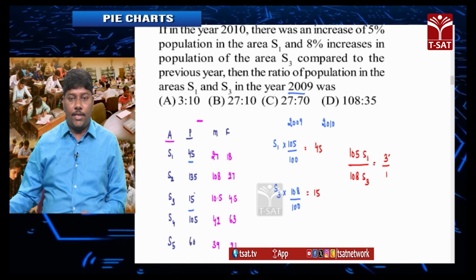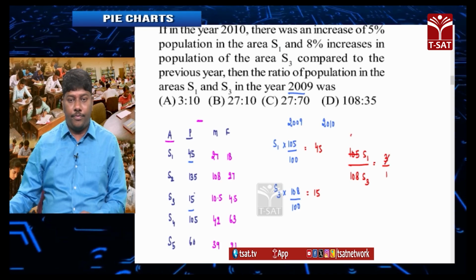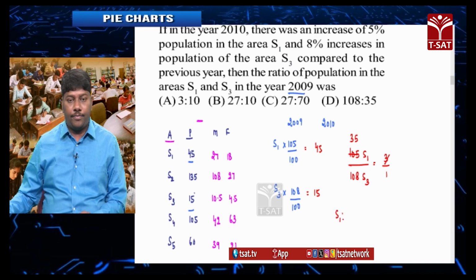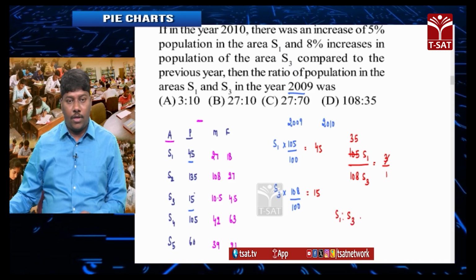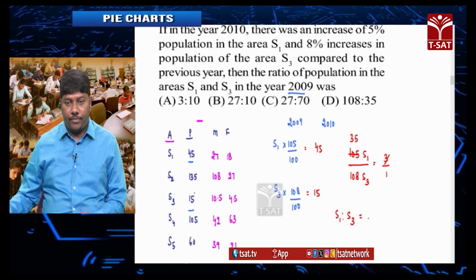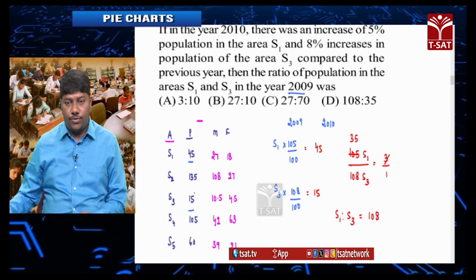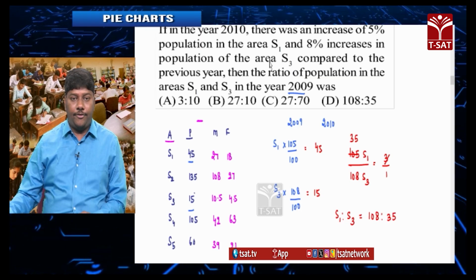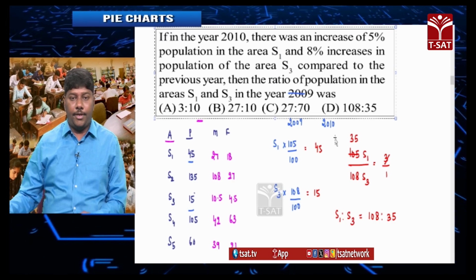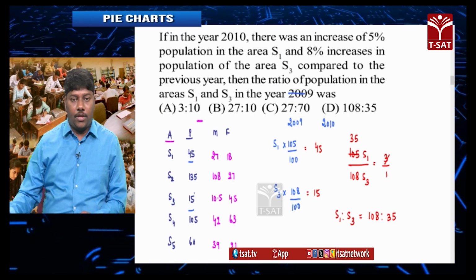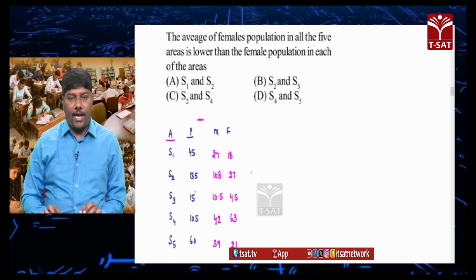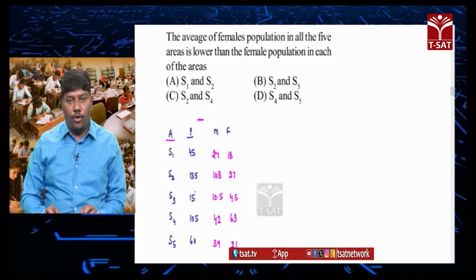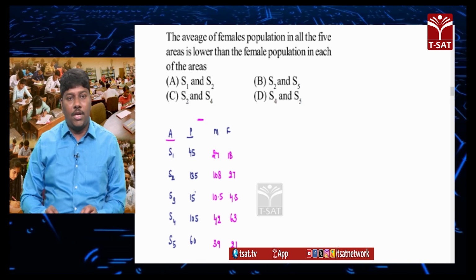Cancel this. 3 1s are 3, 3 35s are 105, here. Therefore, S1 is to S3 simply gives me 108 is to 35. So, S1 is to S3 gives me 108 and 35 here. Answer is D.